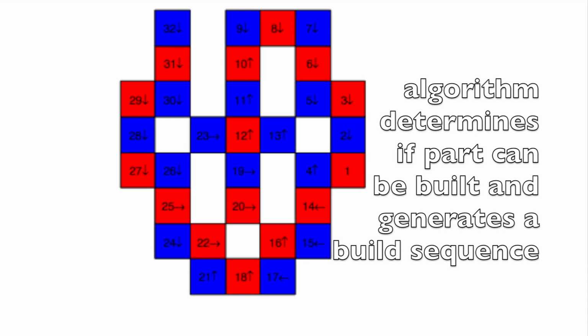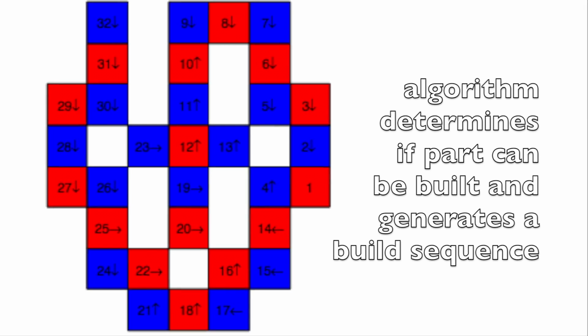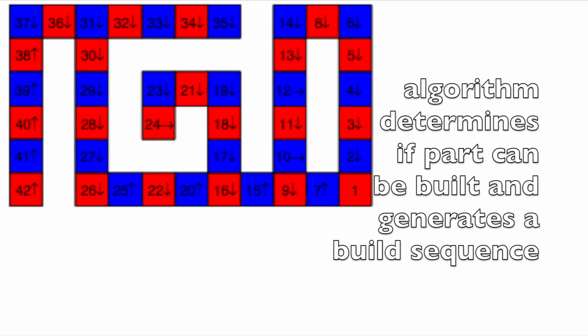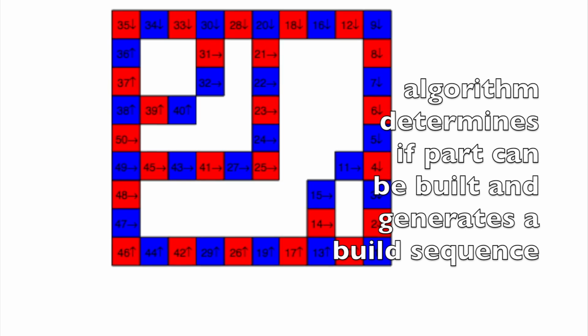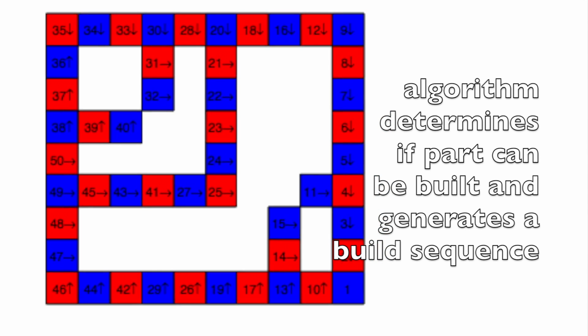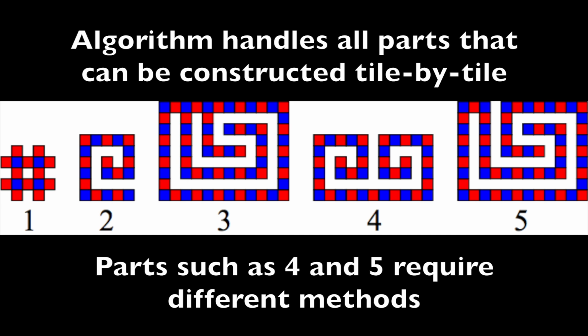Our algorithm first determines if a polyomino can be constructed by adding one tile at a time. If so, it generates a build sequence for the tiles in the part. Otherwise, it returns that the polyomino cannot be built by additive construction. Such polyominoes must be made by different methods.